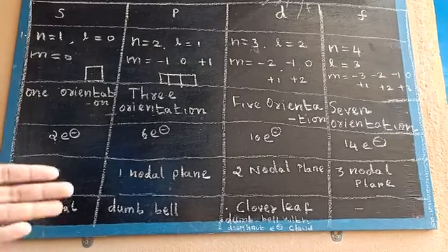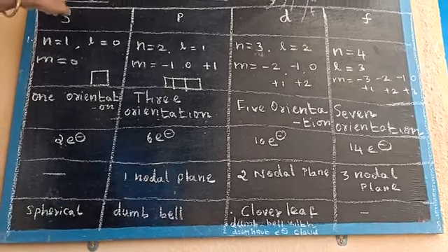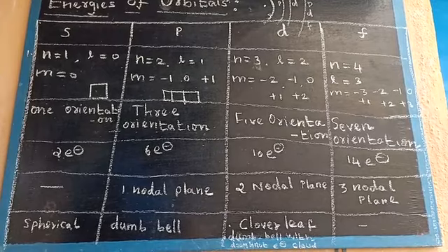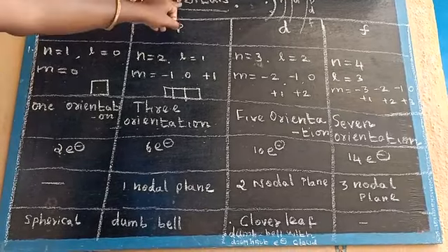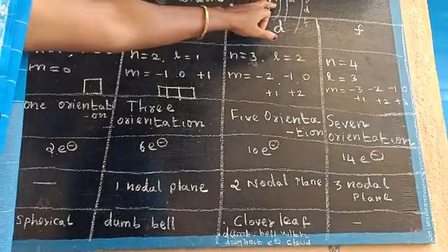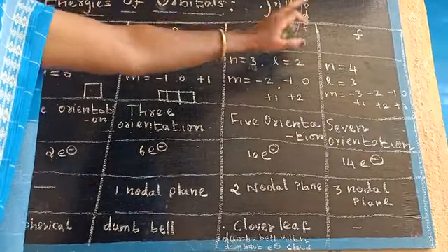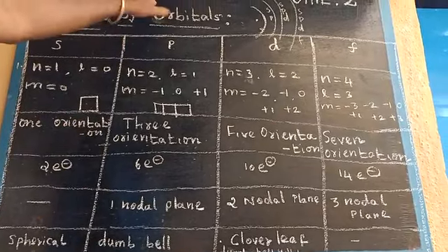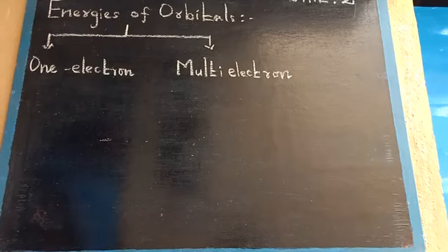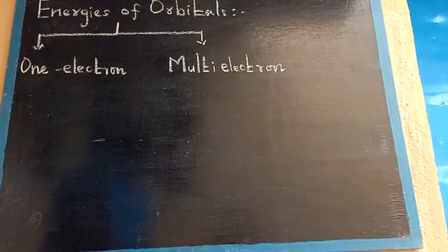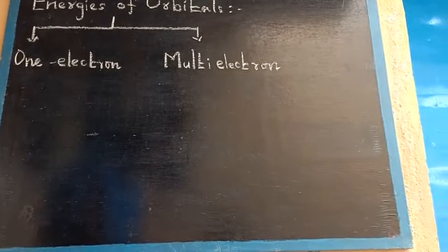Okay children, for this session we are now discussing the topic energy of orbitals. So orbitals you know very well: s orbital, p orbital, d orbital and f orbital. Now talk about the orbitals' energy levels. Children, now see the topic energies of orbitals.